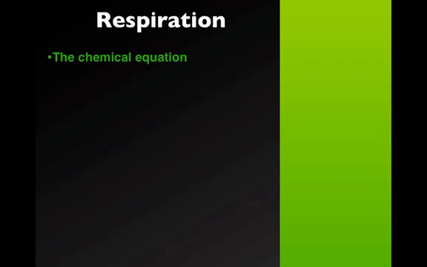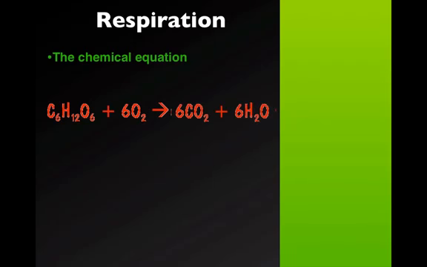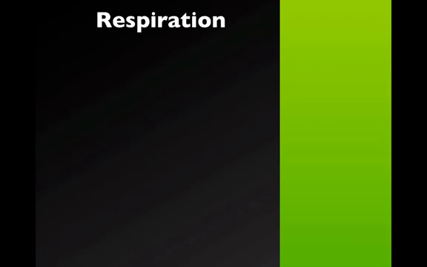So here's the chemical equation for respiration. We've got sugar molecule, so that's C6H12O6, that's glucose, and you add some oxygen to it, and what's created is carbon dioxide and water. So there's the chemical equation written down as a chemical formula.